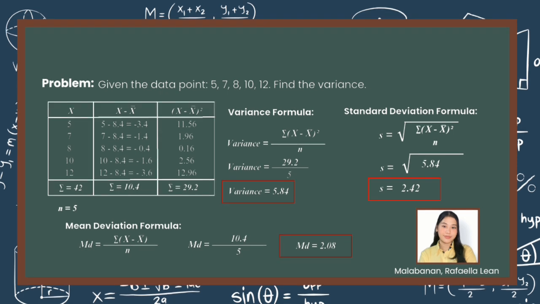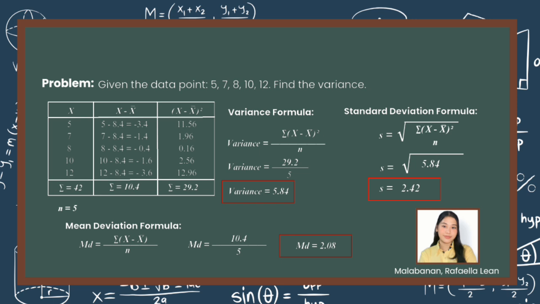Next, we need to find the variance. In computing the variance, we need to square the values in x minus mean. The square of 3.4 is 11.56, and the square of 1.4 is 1.96. And we will do the same process to the rest of the values. After getting all the values, we need to add all of it, and we will get the sum of 29.2.